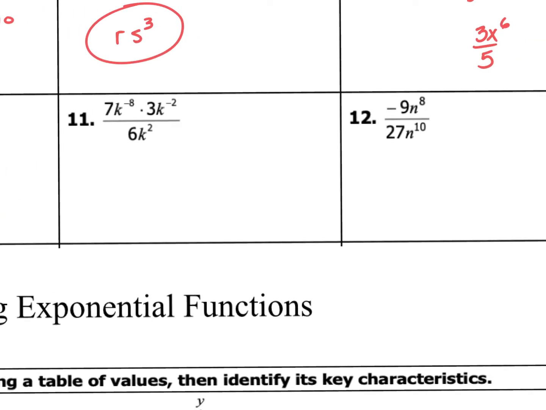Number 12: product rule in the numerator, quotient rule, and then negative exponent rule. Here we go. 7 times 3 is 21. Negative 8 plus negative 2 is negative 10, divided by 6k to the 2nd. And when you divide, we'll reduce this. 3 goes into 21 7 times and 6 2 times. And then k to the 10th minus 2 is k to the negative 12th. And so we're going to put that in the denominator, and the negative goes away.